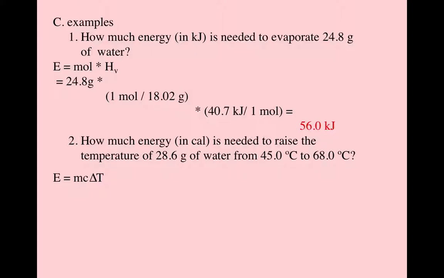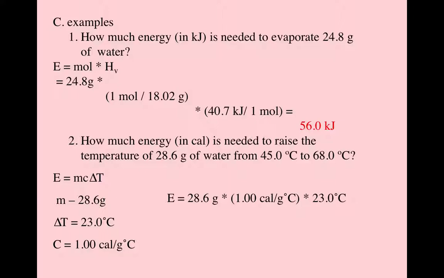Now we got to identify some variables. We're asked to calculate energy, so we should be able to find the mass, which is 28.6 grams. The value for C, we have to go back to our heat constants table and get the specific heat of water. And that's 4.18, for calories, it's 1.00 calories per gram degree Celsius. Now how much is needed to raise the temperature from 45.0 to 68.0? So delta T is just 68 minus 45, and that's 23 degrees Celsius. So we got all of those values there. Now we just plug them into the equation. E equals m times C times delta T.